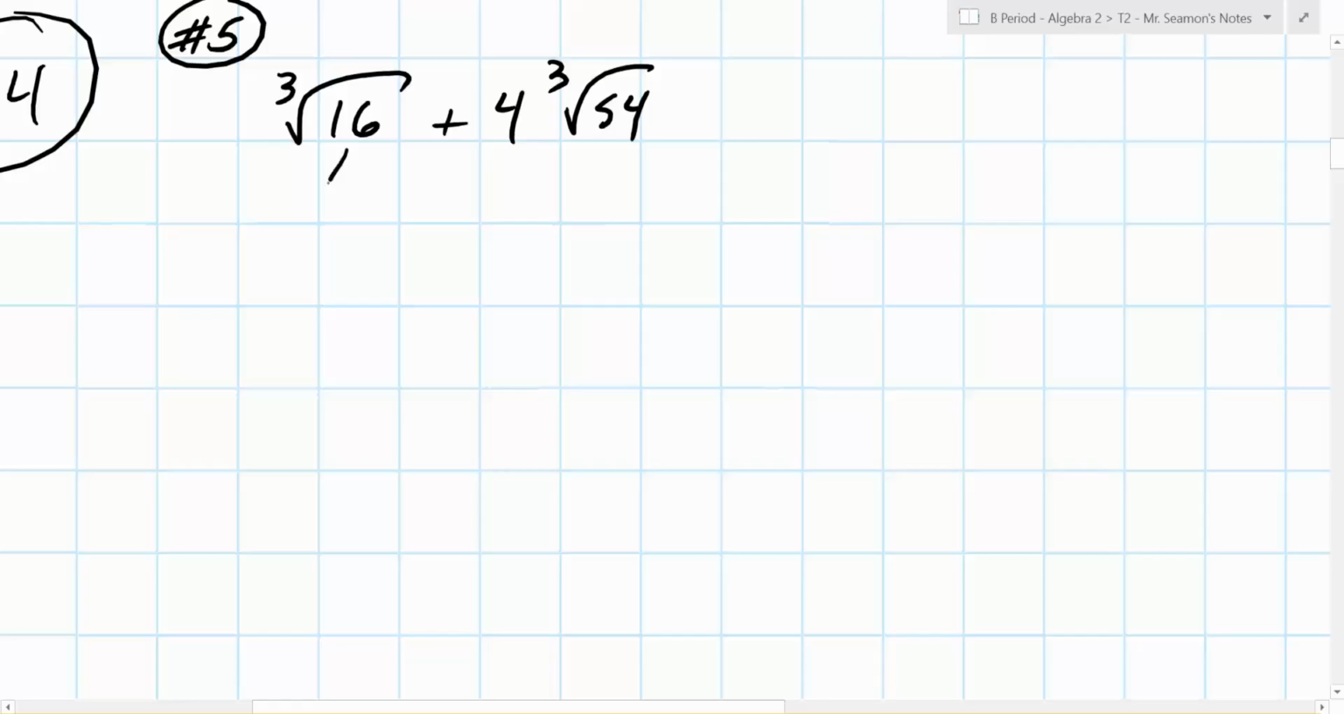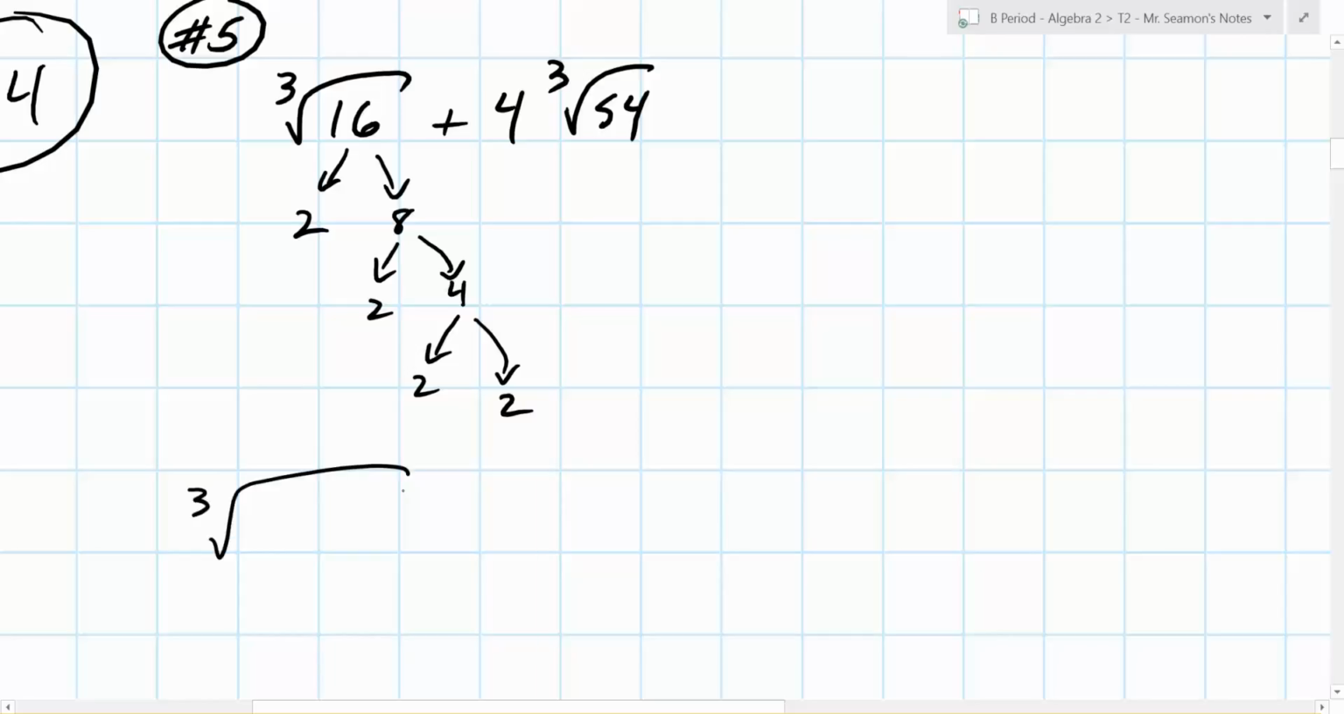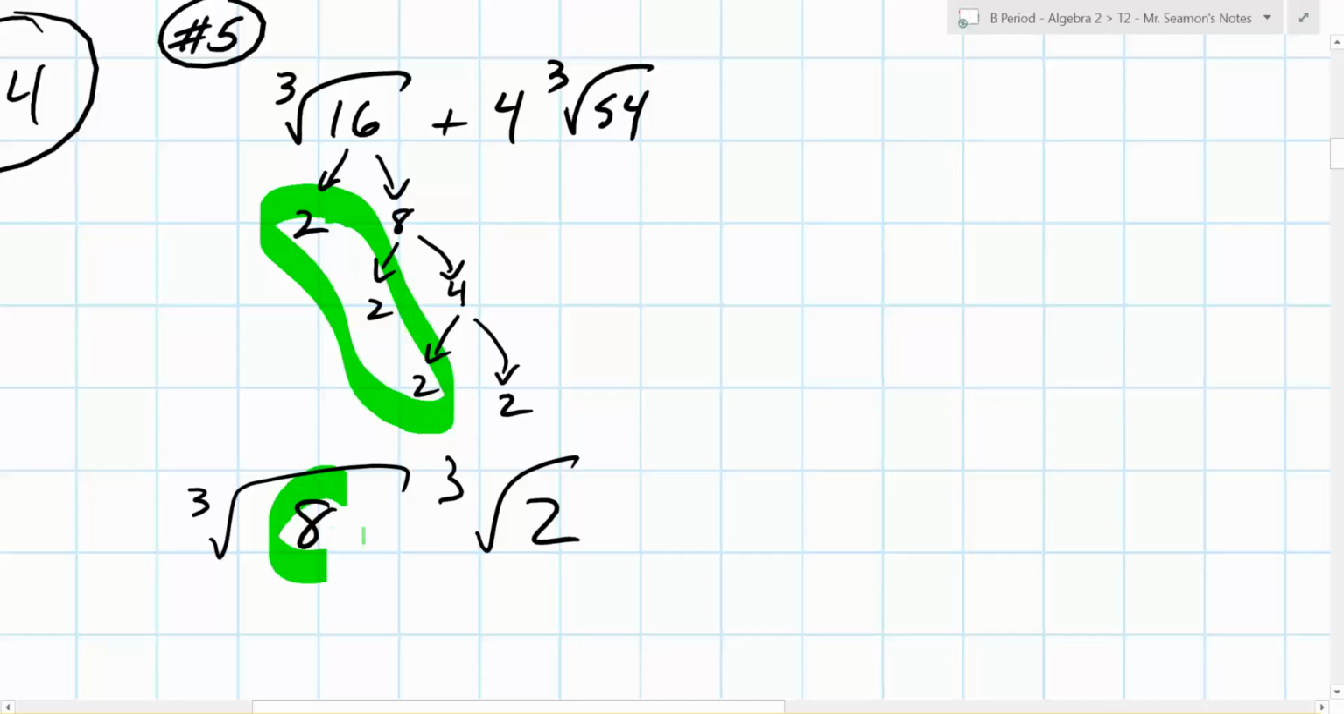So what do we pull out of 16 first? 2 and 8. And what do we factor out of 8? 2 and 4, and 2 and 2. So you can write the cube root of 16 as the cube root of 8 times the cube root of 2. Because, what do you see right here? 3, 2. There it is, right there. So what's left? There's still another 2.